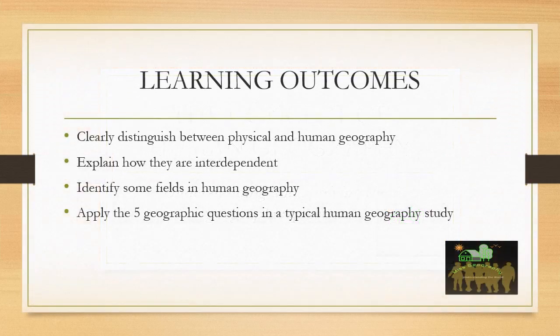So our learning outcomes for this particular video are that at the end of it, our first outcome is that we should be able to clearly distinguish between physical and human geography. Secondly, we should be able to explain how they are interdependent, that is, how they work separately but together. We should be able to identify some fields in human geography. And finally, we should be able to apply the 5 geographic questions in a typical human geography study.